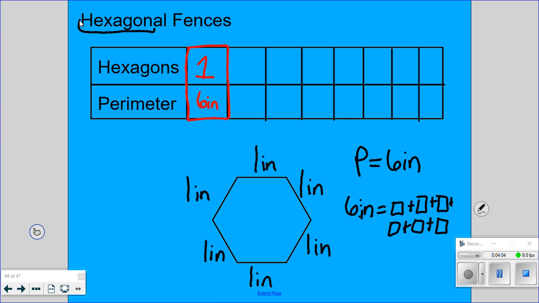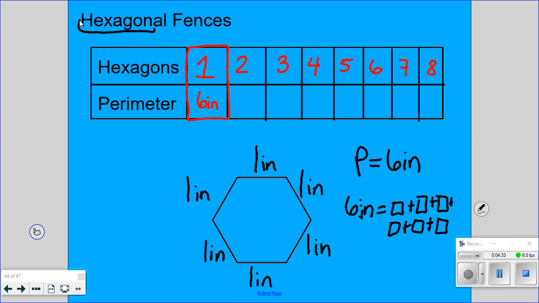The rest of my chart I'm going to figure out because it's going to tell me, okay, 2 hexagons and then what the perimeter is of that. 3 hexagons, the perimeter of that. We're going to keep going until our chart is filled, and I don't know if I have the same number, but it's okay if not. You have 10. All right, look at that second picture on your paper.